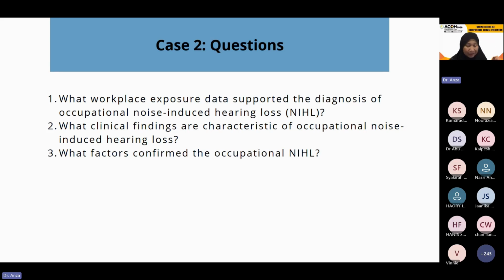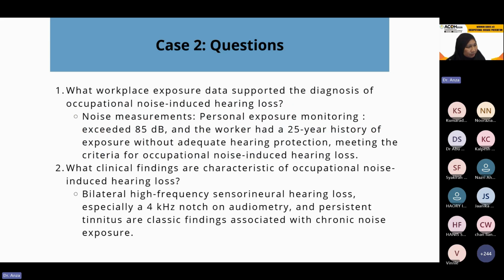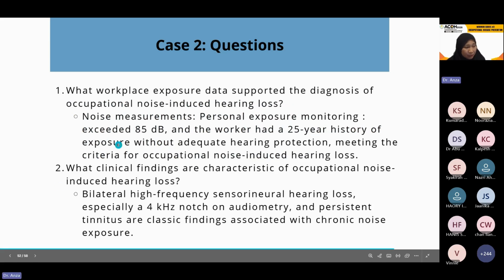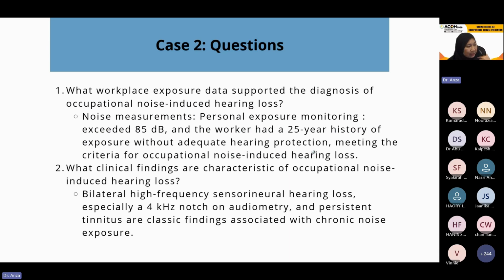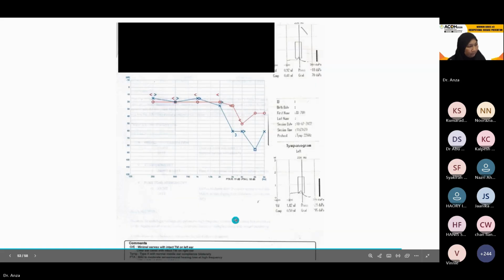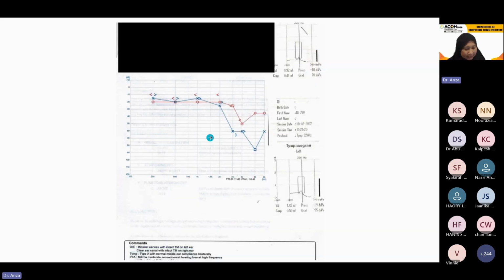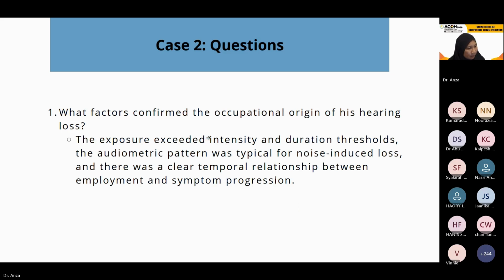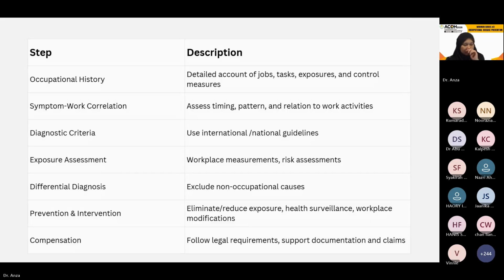So go back to the diagnostic criteria in ILO, in EU, or in ASEAN, or for Malaysians, we do have a guideline. Okay, so yes, 25 years history, right? Without effectively wearing the hearing protection, we have bilateral high frequency notch. Okay, so these are the examples. So just to recap, those are the audiometric tests.